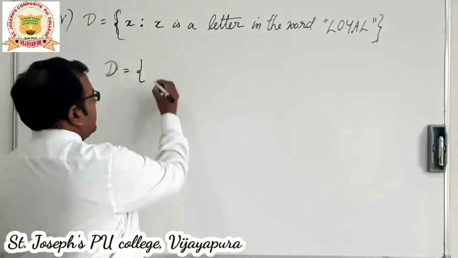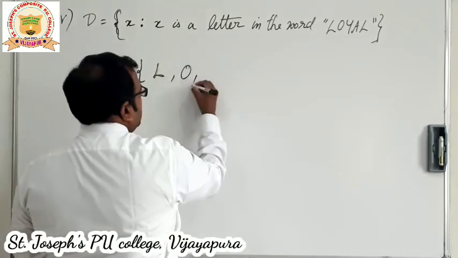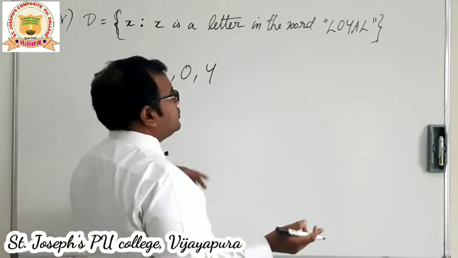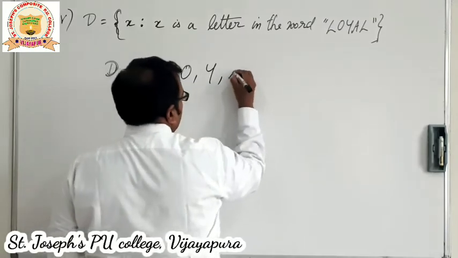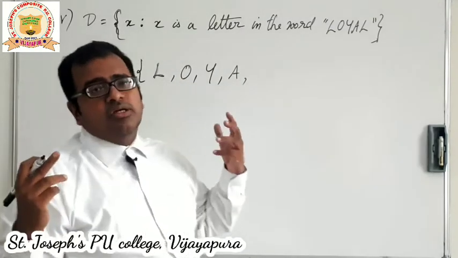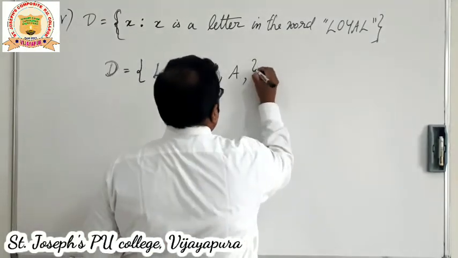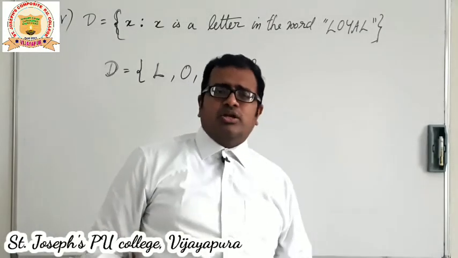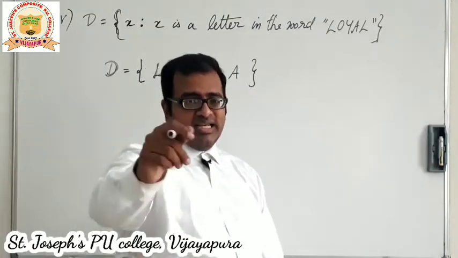First is L. Okay. L. O. Good. Y. Already written? No. So I can write it. Next is A. Is it written anywhere? No. L, already written. I cannot repeat. And the order is not important. So that's it. L, O, Y, A. Another L is not written because we don't repeat the elements in a roster form in a set.